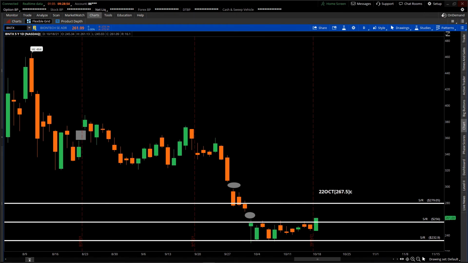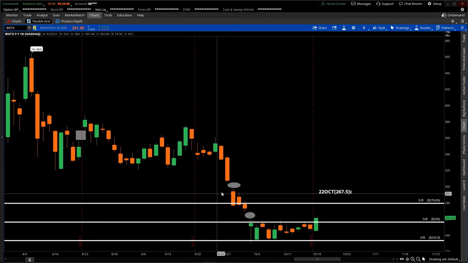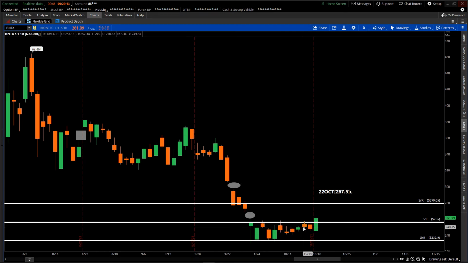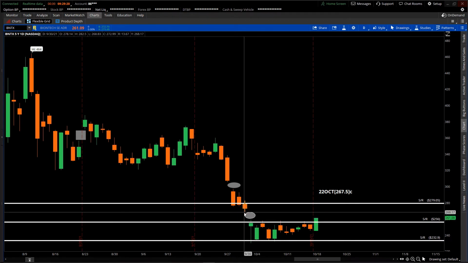Today is October 19th, and it's 9:28 a.m. The market's going to open in less than a minute, and this is just an update for BNTX. In the initial recording, just a recap, I identified these gaps. So I was anticipating a gap fill, right? With that, price would be trending towards the upside to fill these gaps.